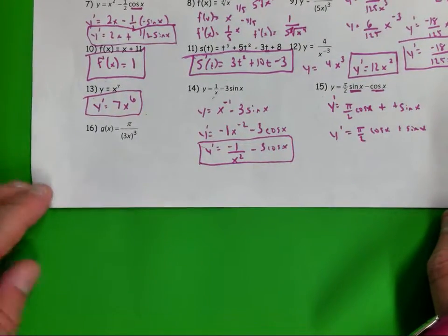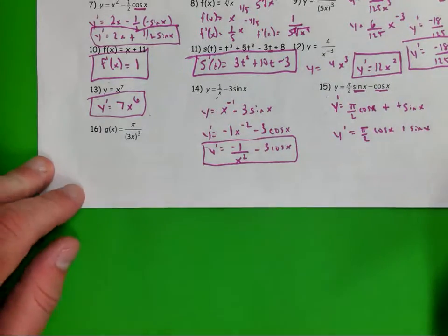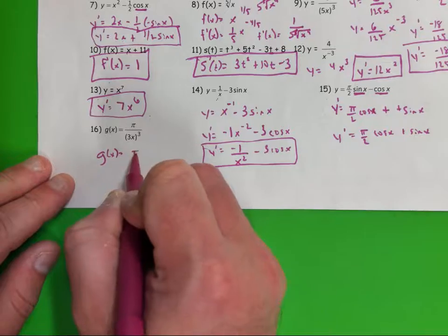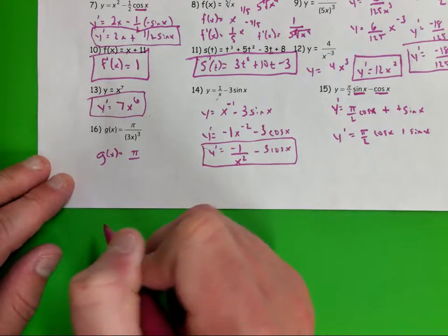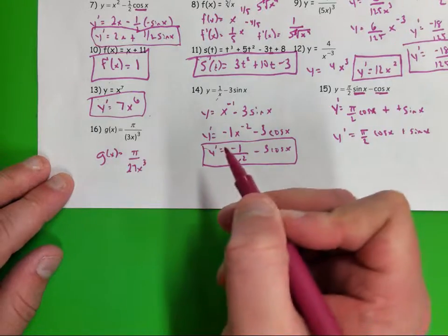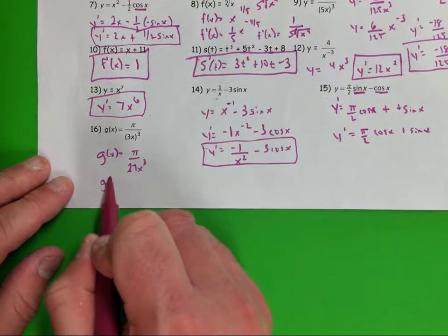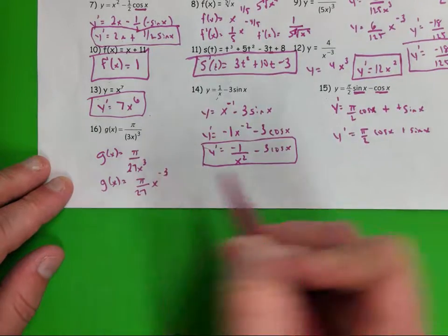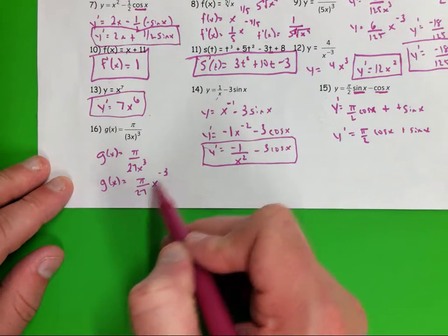Number 16. I do have a variable in the denominator that catches my attention, so I'm going to say g of x equals pi. Remember, pi is a number, not a variable. I'm going to cube all this. It's going to be 27x cubed. Now I'm going to rewrite this as g of x equals pi over 27 x to the negative 3. I'm going to bring this down.